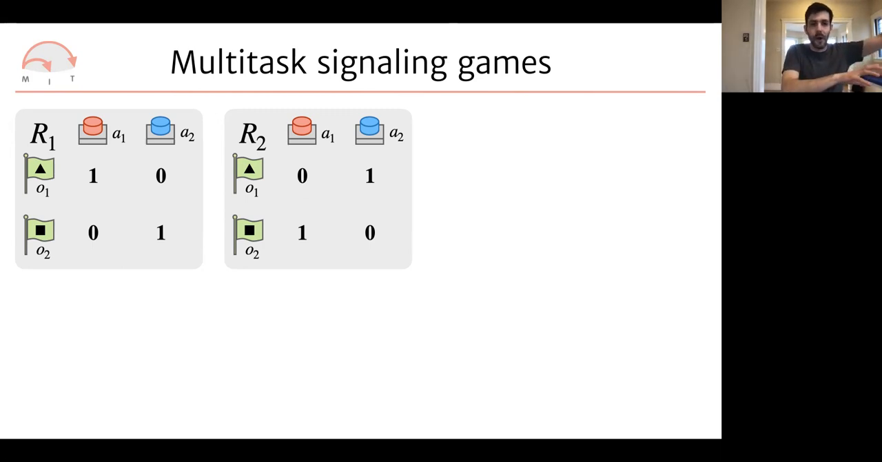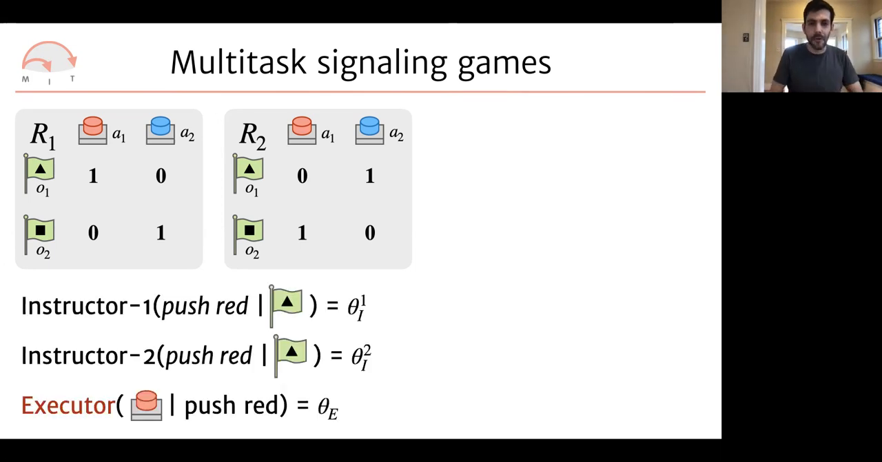So we have one where red means push the triangle, or triangle means push the red, and one where triangle means push the blue. And we're additionally going to make the following assumption: we are now going to structure this set of latent language policies in the following ways. We're going to have task-specific instructors, and a task-independent executor that doesn't even know what task it's operating in. So I have instructor 1 associated with reward 1, instructor 2 associated with reward 2, and a shared executor that's going to try to satisfy all of these tasks together.